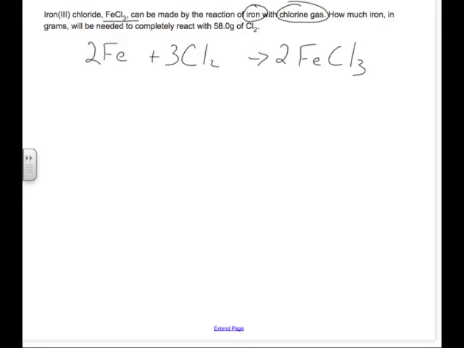Next, what is given to me in the problem, and what am I trying to find? I am given 58 grams of Cl2, and I'm trying to find iron also in grams. So this is a mass-to-mass stoichiometry problem, which if you can do mass to mass, all the others should be simple because they're just part of mass to mass. But I'm going to go ahead and start with my 58 grams of Cl2.